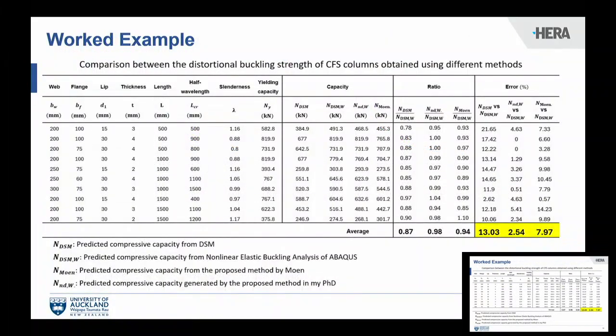And also we have a comparison in this table, and the middle one corresponds to the results of the developed equation, and you can see that the developed equation reduced the errors from 13% to about 3%, and Moen's one led to 8% errors in the strength predictions.